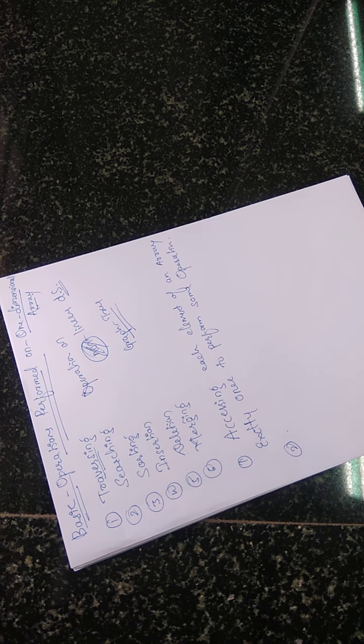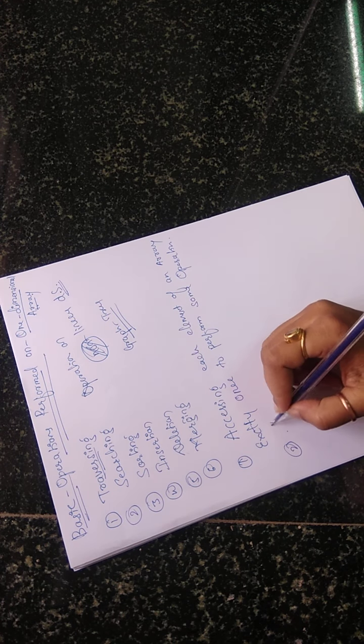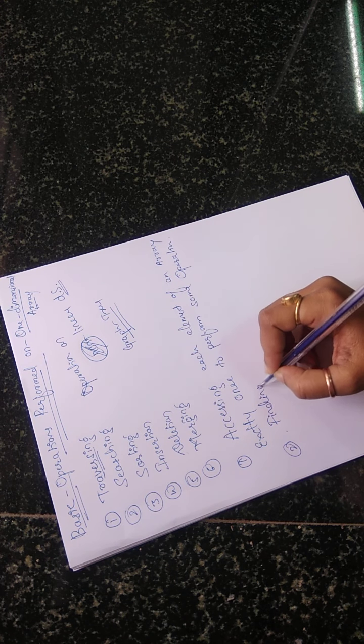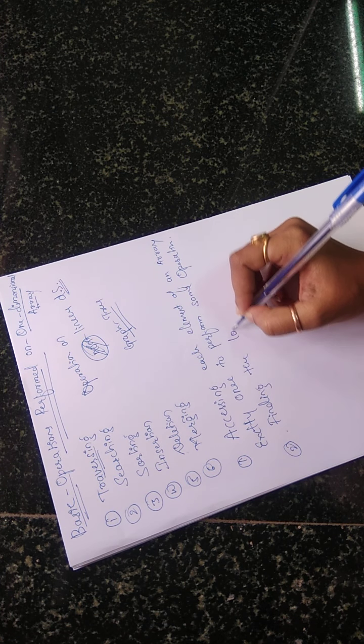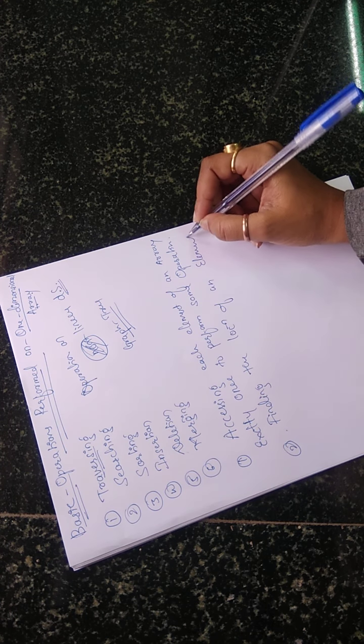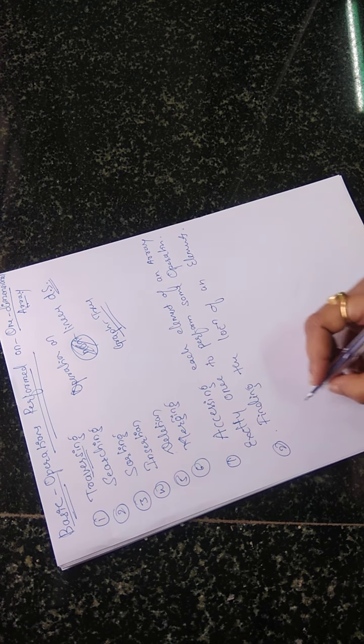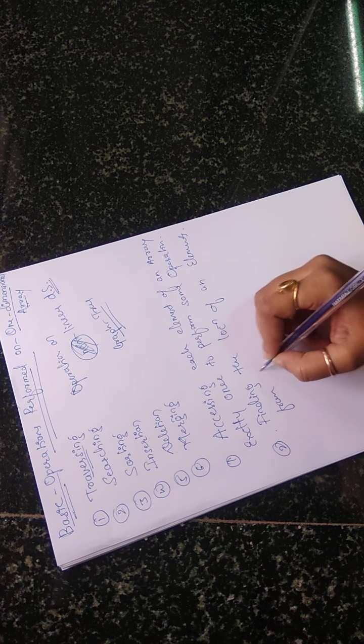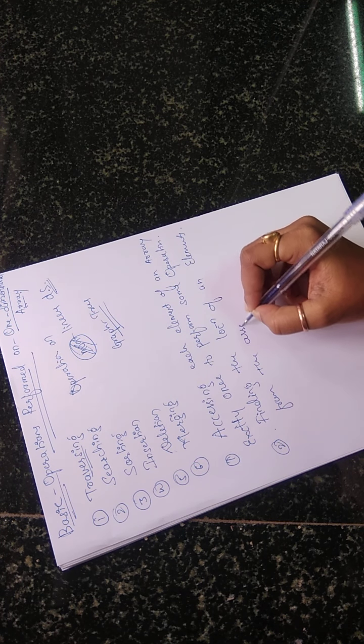Then the second one we have is searching. What do you mean by searching? Searching is nothing but finding the location of an element in the array. Searching is nothing but finding the location of an element from the array.